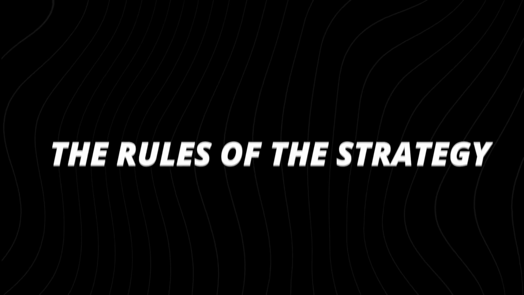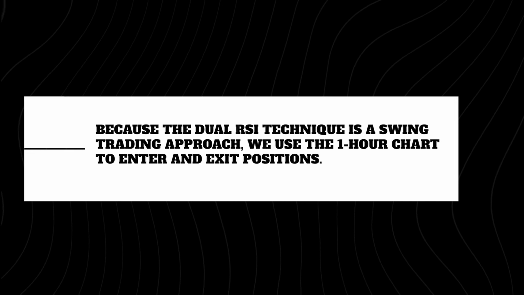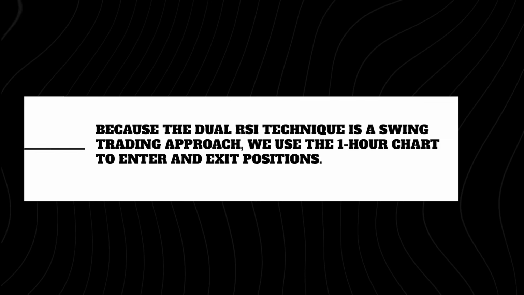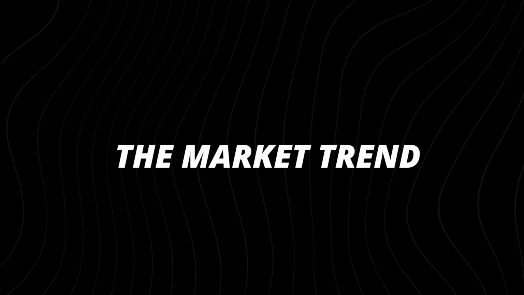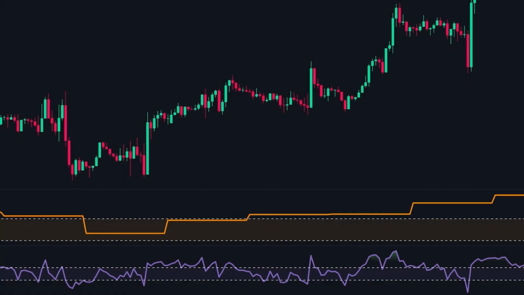Let's go over the rules of the strategy. Because the dual RSI technique is a swing trading approach, we use the 1-hour chart to enter and exit positions. To begin, we need to identify the market trend. For this, we'll use the orange RSI on the chart. If the orange RSI rises over 60, the price is in an uptrend. In such a scenario, we will hunt for buying possibilities.